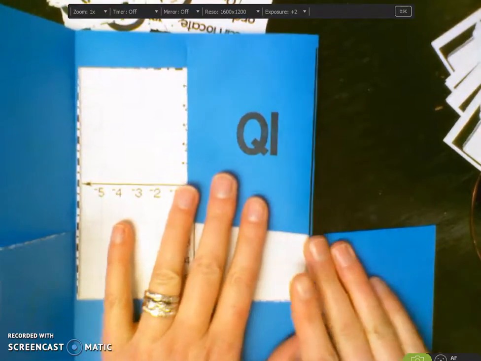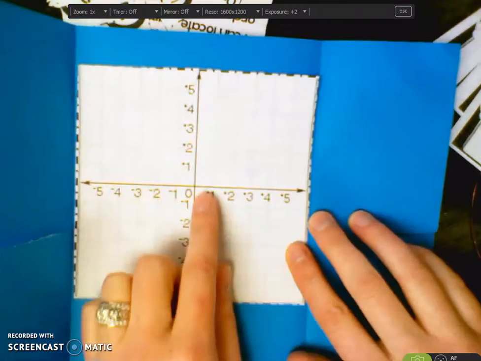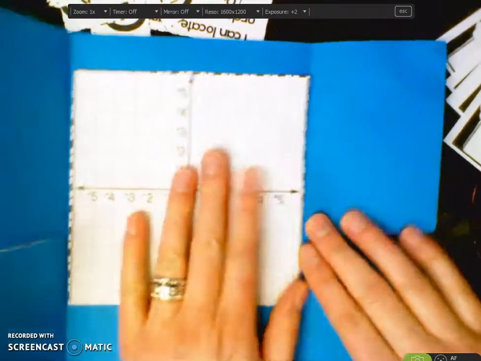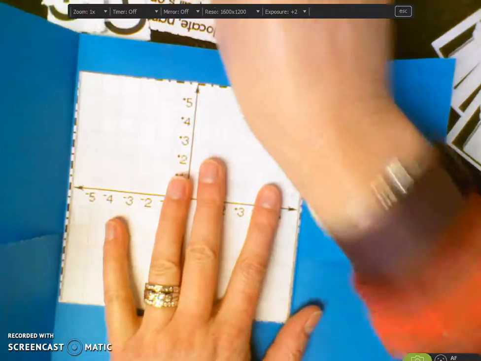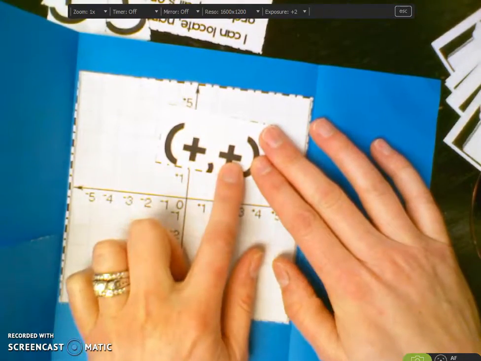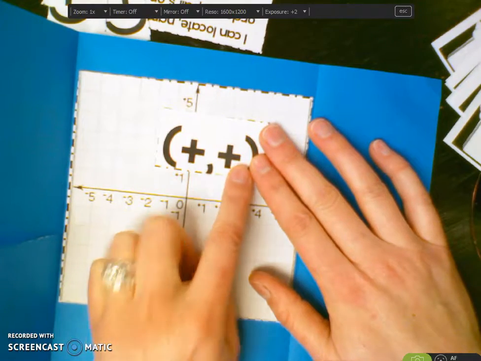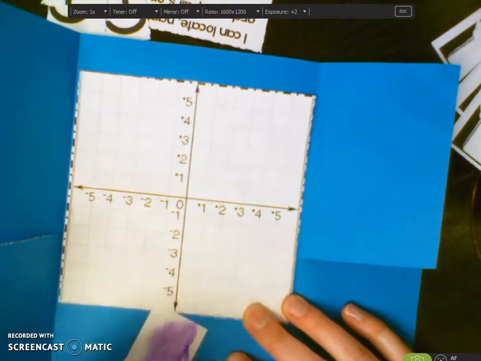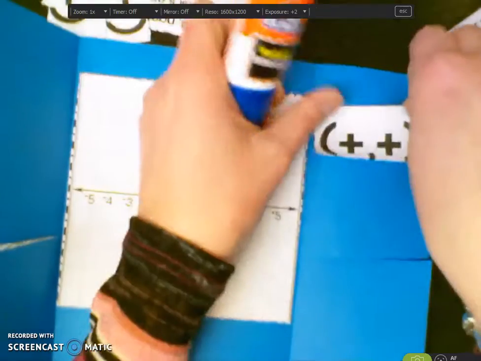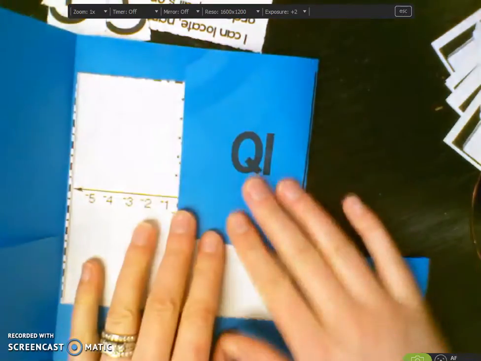Now, quadrant 1 is where you have been graphing for all of elementary. You've been graphing a positive and then a positive. This is what we call quadrant 1. So we're going to glue in the positive, then positive symbol, meaning that our first number is a positive and our second number is a positive. That is true of all points in quadrant 1. This is quadrant 1.